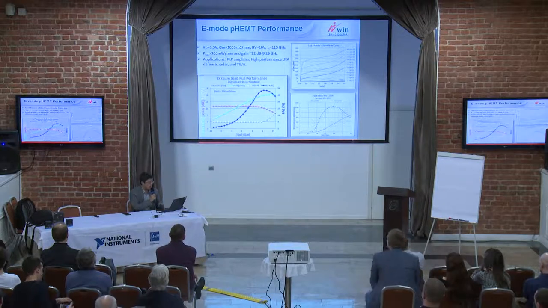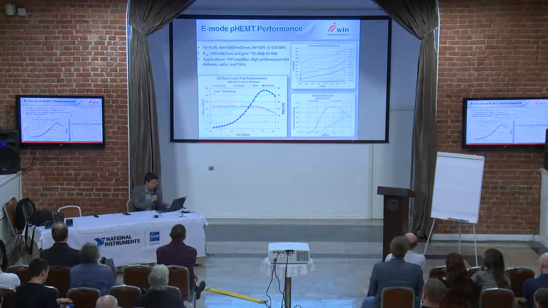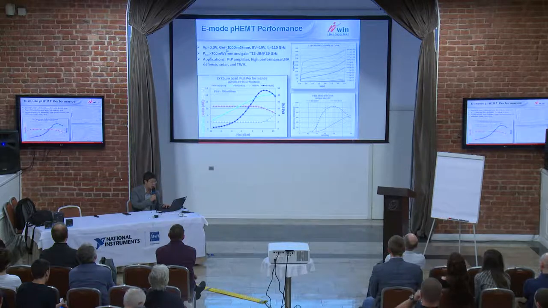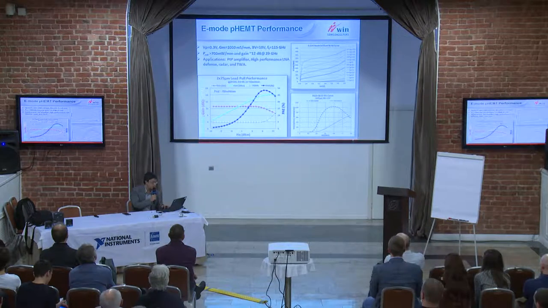And under the PE15 technology, we can see the E-mode PHEMT has a pinch-off voltage of around 0.3 volt, and it can have a very high transconductance of around 1,000 millisiemens per millimeter. And in large signal performance, it is easy to achieve 700 milliwatt per millimeter of saturation power. And it can also have a 20 dB small signal gain at the Ka band.